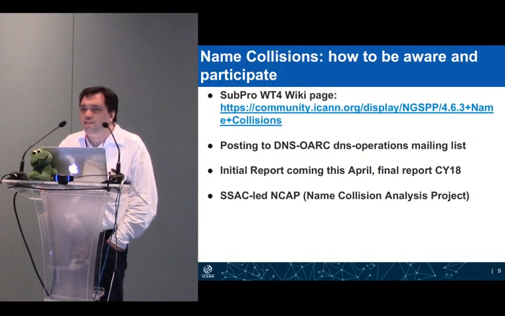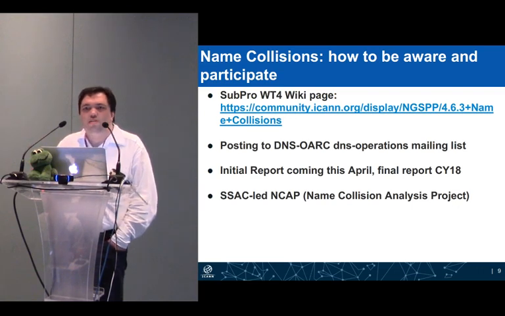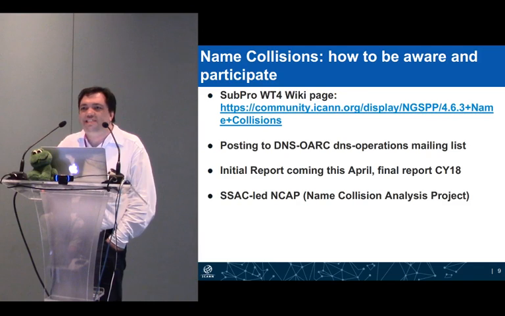So how to be aware: there's a link to the wiki page of this policy development effort that you can use either to see a drill-down of the data that I presented, or see how to join the work group, or you can just post to DNS-OARC DNS operations, which will be relayed to the working group. I just need to ask you to not send this to my email, because this is a policy development effort, so there are transparency requirements within ICANN to do that.